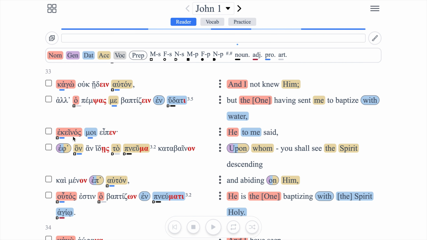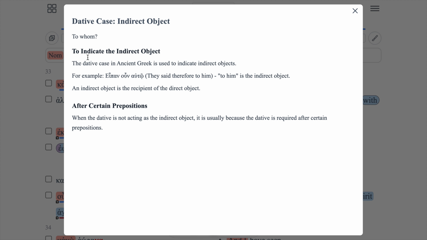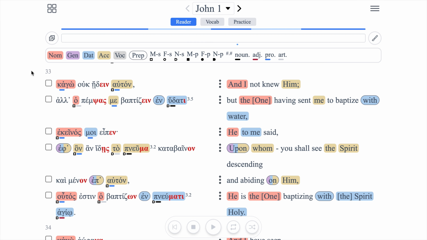In John 1:33, we have ekeinos eipen moi. Ekeinos is nominative because it's the subject of the sentence. We'll always see the nominative in red. Moi is the indirect object, so it's the dative case. If we forget what an indirect object is, the indirect object answers the question, to whom? To whom did he say? To me. So me is dative.